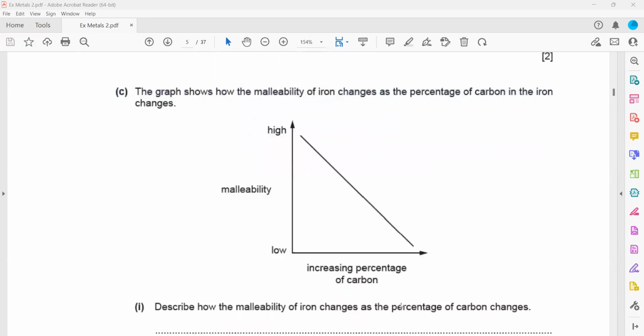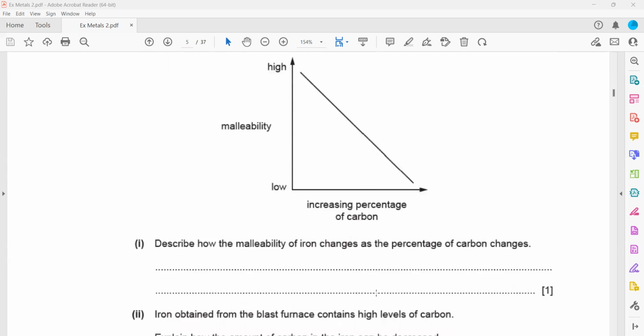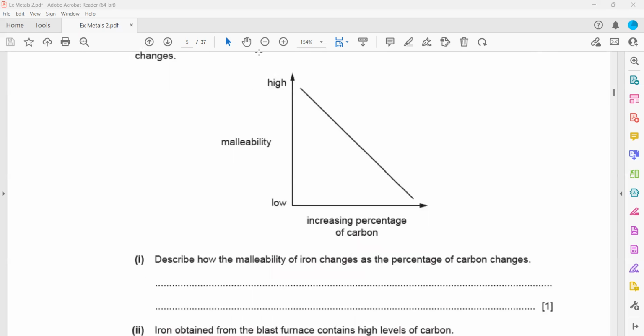As you can see, as we increase the percentage of carbon, the iron becomes less malleable, more rigid. Describe how the malleability of iron changes as the percentage increases. So what happened to malleability? The malleability decreases as the percentage of the carbon is increasing.